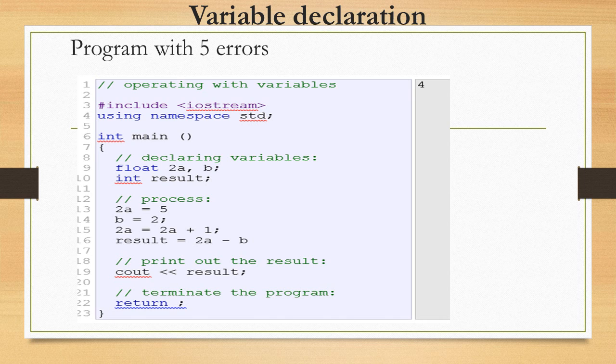Okay, so basically how many errors are we having? In the declaration, we are having 2a, which is an error. In the process, all the 2a's we are having are errors. Then of course, the last one is the return, where 0 is missing.